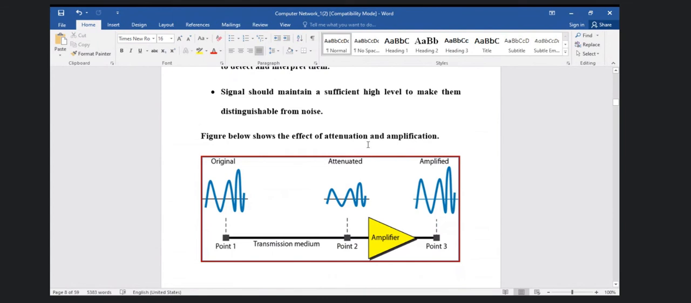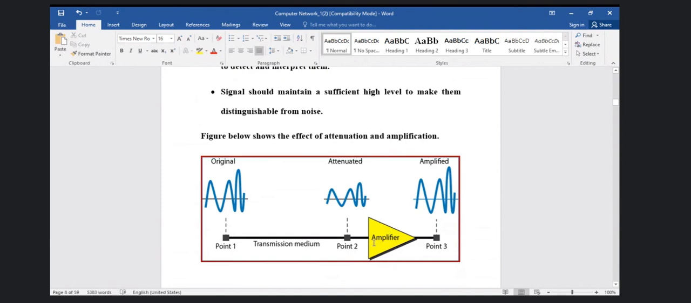We can use an amplifier or a repeater. The difference between an amplifier and a repeater is that an amplifier only amplifies the signal, but the repeater, I will come to that later on. The repeater performs two functions: it will amplify the signal, as well as reshape or regenerate the original signal.